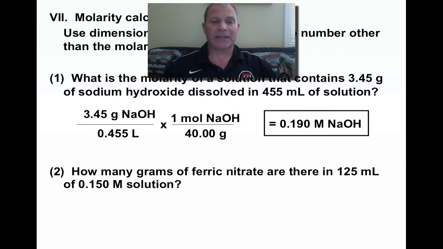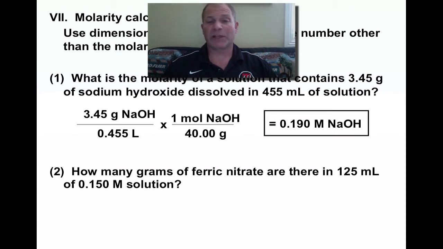Number two, another example says, here we want to know how many grams of ferric nitrate there are in 125 milliliters of a 0.150 molarity solution. Well, I'm going after grams, and I realize I have volume, and then I have molarity. Well, molarity can get me from a volume to moles, or from liters to moles, and then from moles I can get out the grams by way of molar mass. I get that from the periodic table.